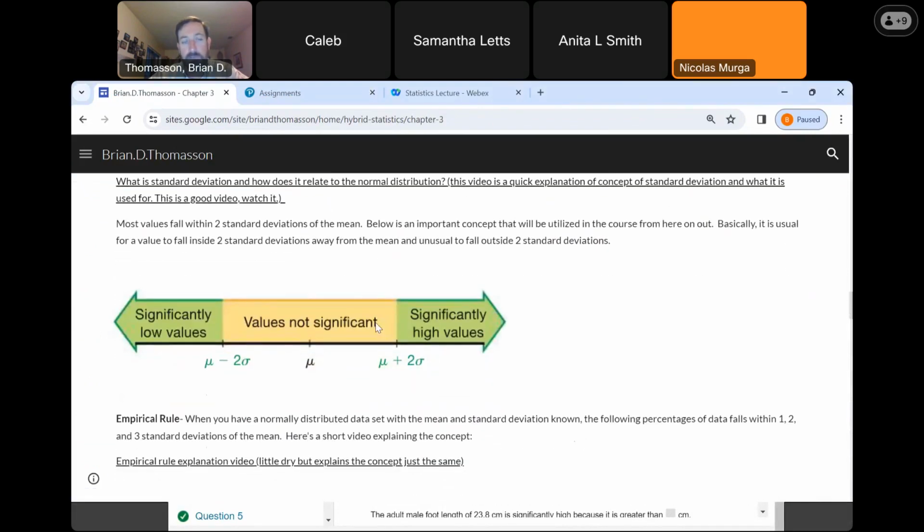Okay, so let me go back and just remember what we're doing here. This is talking about our little arrow thing here. What we're doing is trying to find the values that separate significantly low from significantly high. They gave us a mean and a standard deviation. We take that mean and add 2 standard deviations for the upper cutoff, and subtract 2 standard deviations for the lower cutoff. Anything in between is not significant. Anything below the low one is low. Anything above the high one is high.